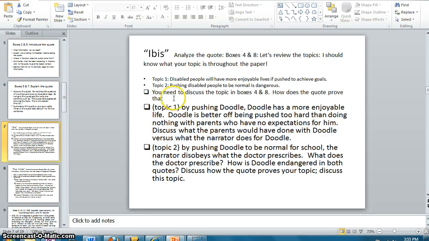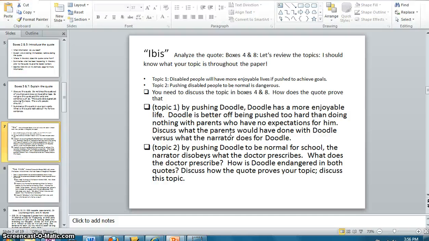Okay, so now you give your quote. You introduced the quote, you gave it, you put the quote in your own words. Now tell me, how does it prove that Doodle should be pushed or it was dangerous to push Doodle? You have to explain it to me. Topic 1. By pushing Doodle, Doodle has a more enjoyable life. Doodle is better off being pushed too hard than doing nothing with his parents who have no expectations for him. Discuss what the parents would have done with Doodle versus what the narrator does for Doodle.